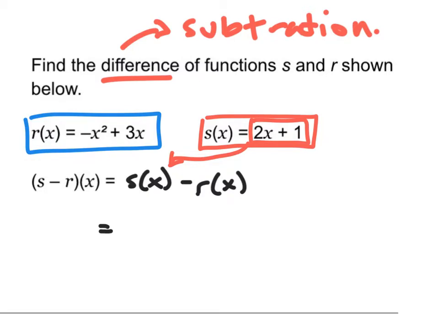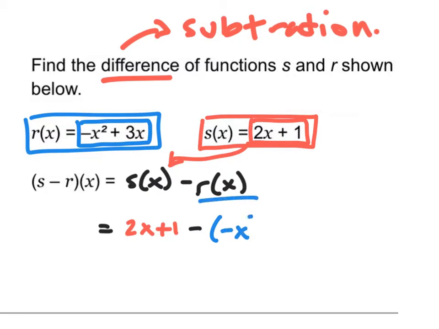So as a result, we're going to get the quantity 2x plus 1, okay? That's what the function s of x is, 2x plus 1. Then I'm going to subtract the function r of x. Now r of x is this whole function, negative x squared plus 3x. When I subtract a function, I'm going to put this in parentheses because I'm subtracting that entire quantity, okay? And I'm going to write negative x squared plus 3x.